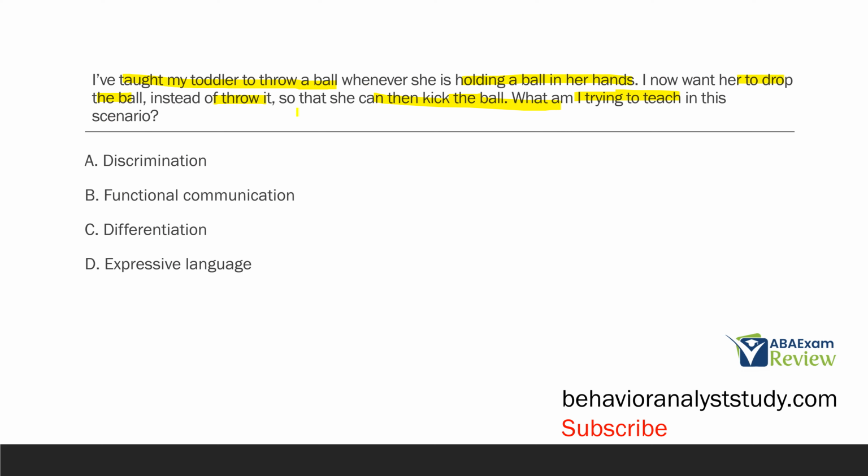She's not doing that here, right? Because the stimulus isn't changing. It's still the ball. She's holding the ball in her hands. But instead of throwing it, this person now wants her to drop the ball. So he wants the response to change. Therefore, he wants to teach a different response in this situation. He wants her to differentiate the response.